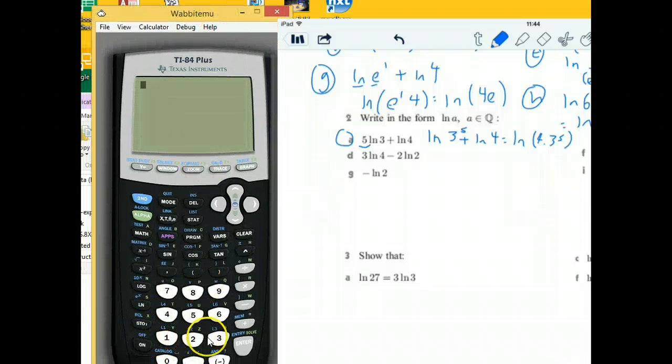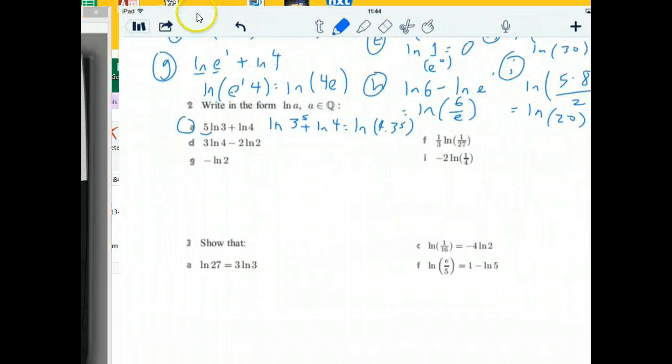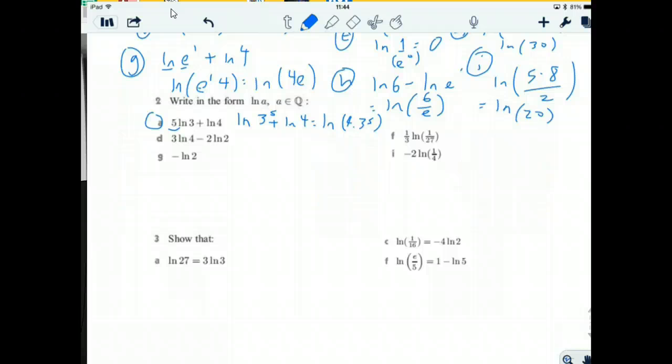So that would be 283 times 4. Okay, 1132. 1132. Okay, and then we have 3 times natural log of 4 minus 2 times natural log of 2.